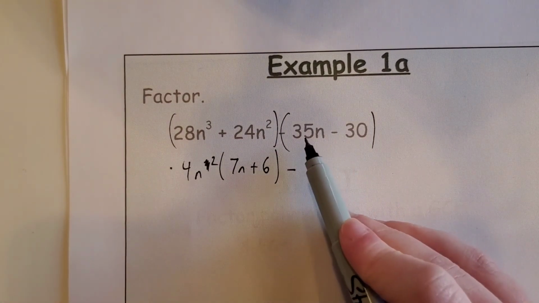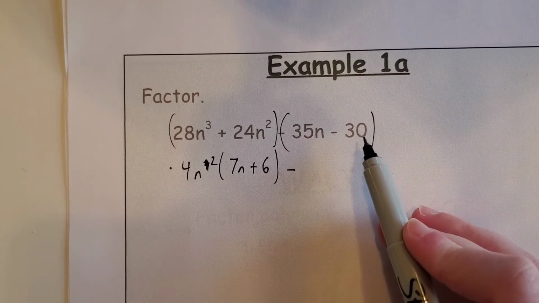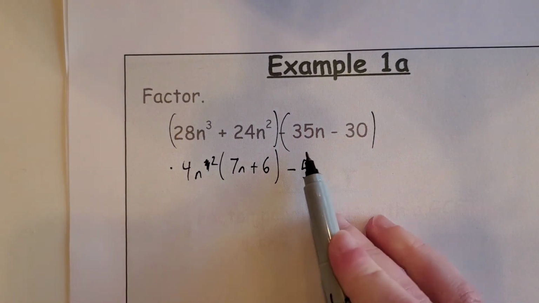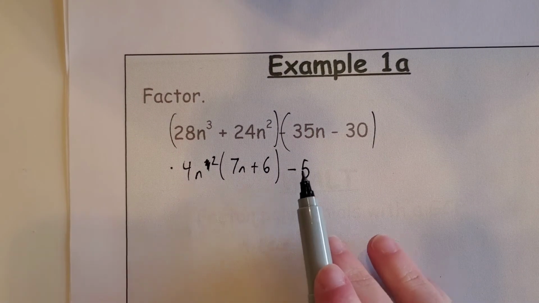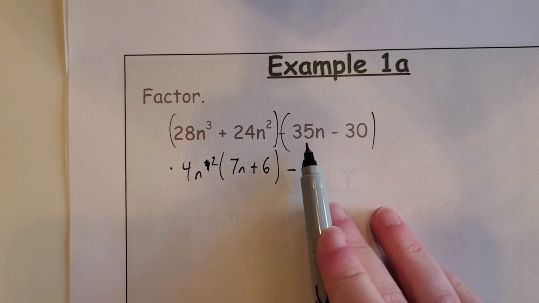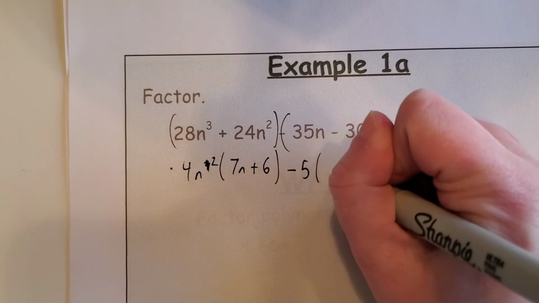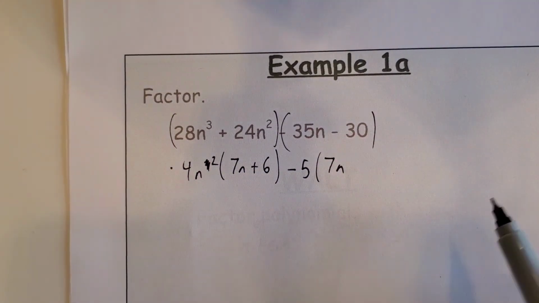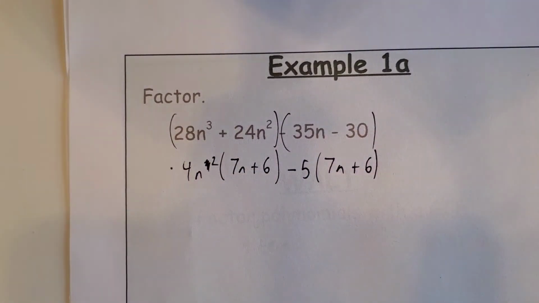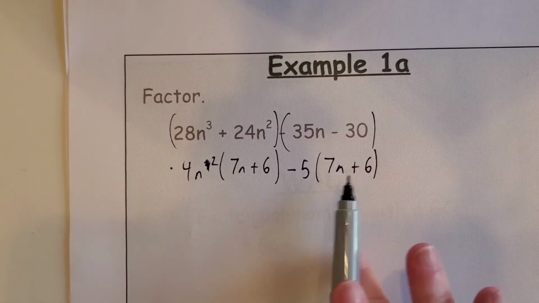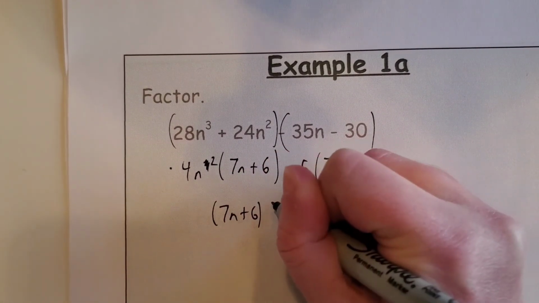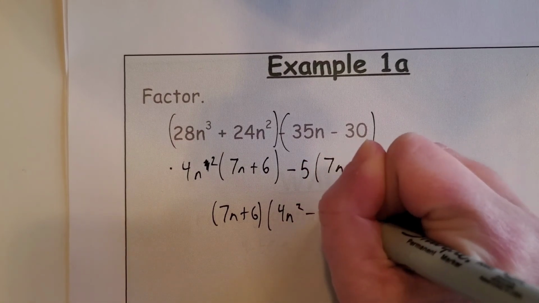And then same question, what are 35 and 30 both divisible by? They're both divisible by 5. So our GCF is going to be negative 5. They don't have a variable in common, so it's just negative 5. And then you do have to worry about the sign change when you're doing the division. Negative 35 divided by negative 5 is positive 7. So this is positive 7n. And then negative 30 divided by negative 5 is positive 6. And you need that negative in order for you to get the exact same binomial twice, just like we did last time. So 7n plus 6 times 4n squared minus 5.